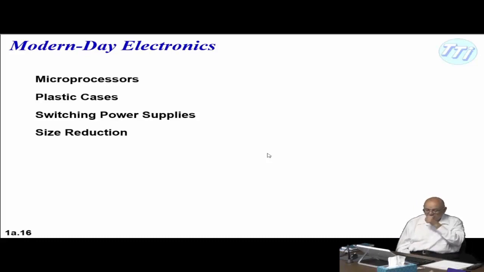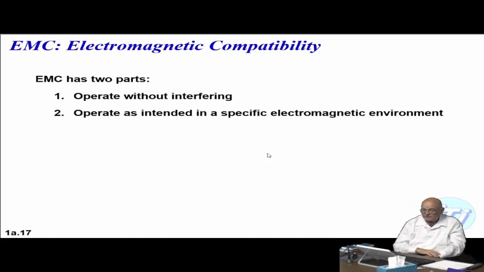If you take a look at the original cell phones, they're about the size of a small briefcase. As you make things smaller and smaller and smaller, parts get closer and closer together. You get coupling. A size reduction creates a situation on that. So EMC has two parts: operate without interfering, and the other thing is to operate as indicated in a specific electromagnetic environment.